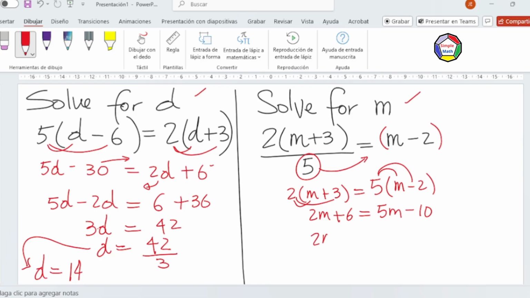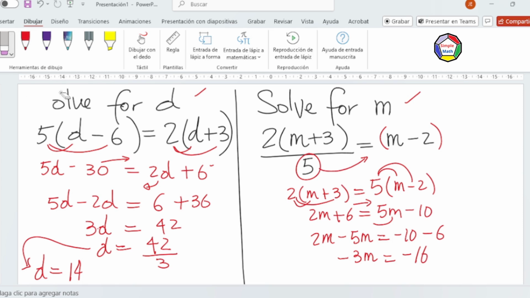Now we'll put all the letters to the left and all the numbers to the right. So what I have is 2m, I will move the 5m to the other side using the inverse operation, which is negative, minus 5m equals minus 10. I will move the 6 to the other side with the inverse operation, which is negative. Now I have 2m minus 5m is minus 3m. Remember, integers with different signs, we subtract and we keep the sign of the greatest. Minus 10 minus 6 is minus 16. Integers with the same sign, we add and we keep the same sign.